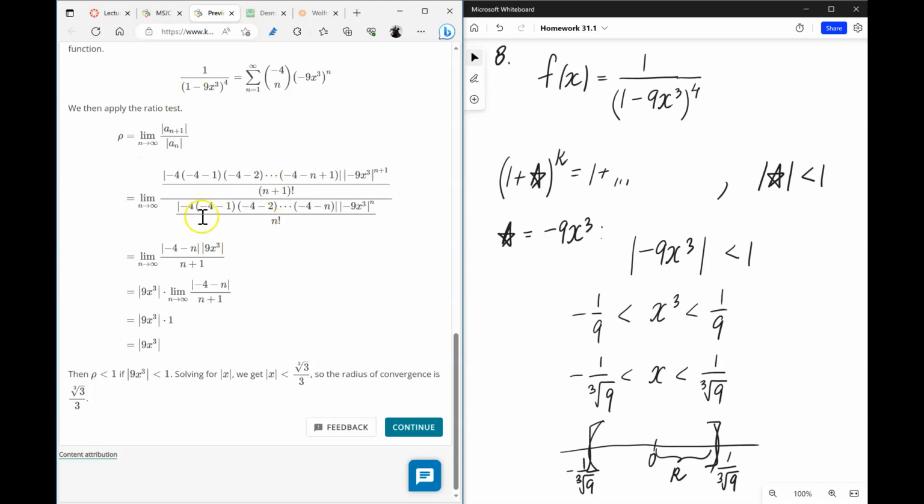Definitely don't look at this solution. It's insane.